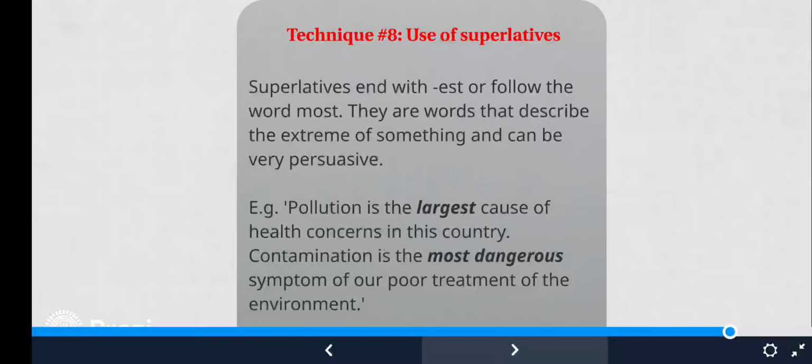As you can see, this use of superlatives shows a very serious tone, and the person that is reading or writing or listening feels that the topic is very important and will require immediate attention. So these are some of the techniques that we can use to make our readings or our writings or our listenings more serious, and we can use these techniques to call the user's attention.